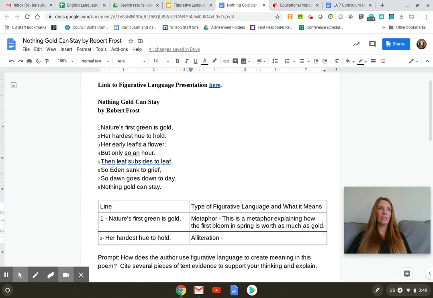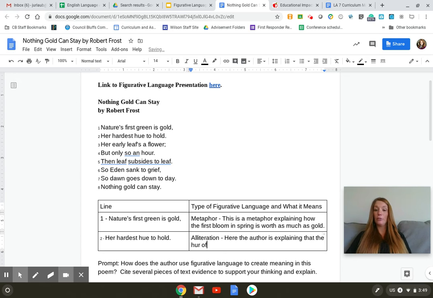It's not actually hard. It's just that it seems like it comes and goes really fast, right? So here the author is explaining that the hue of green doesn't last very long.